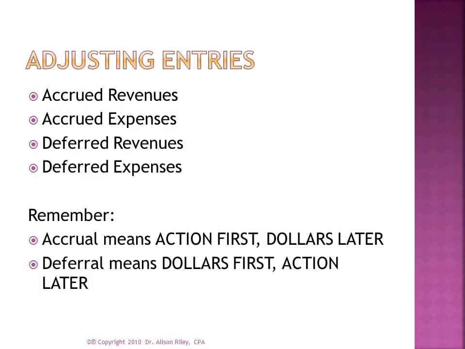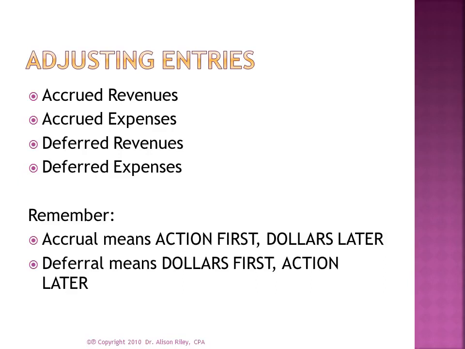Because Generally Accepted Accounting Principles, or GAAP, requires us to use accrual accounting, the need to make adjusting journal entries arises. You may recall that accrual accounting means that we recognize revenues when realized or realizable and earned, and we match expenses to the revenues that they help to produce.